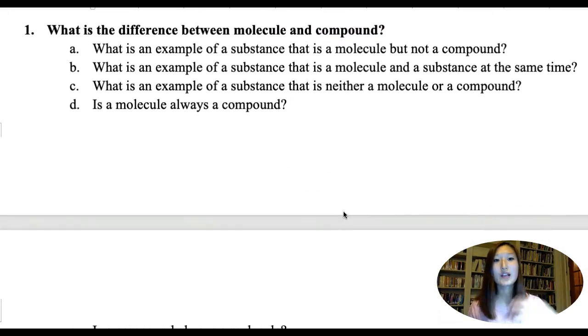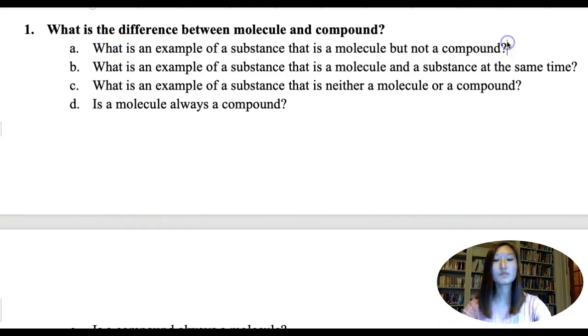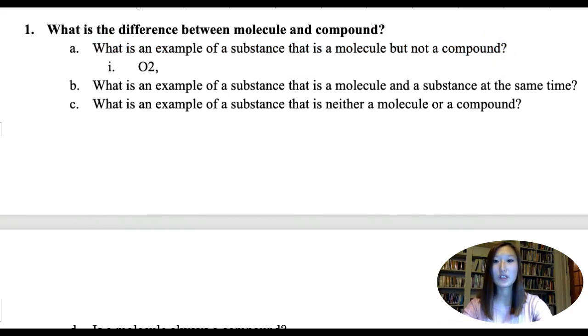Once you figure out these concepts, we can look at the questions. What is an example of a substance that is a molecule but not a compound? Let me give you an example. O2 is an example. You will, of course, read this as a subscript. And then H2. The idea here is that it's a molecule, not a compound, so it has to be the same element. Cl2, for example. All of these will be called a molecule because it's all the same element. You have two atoms of chlorine bonded together. That makes chlorine gas, which is a molecule.